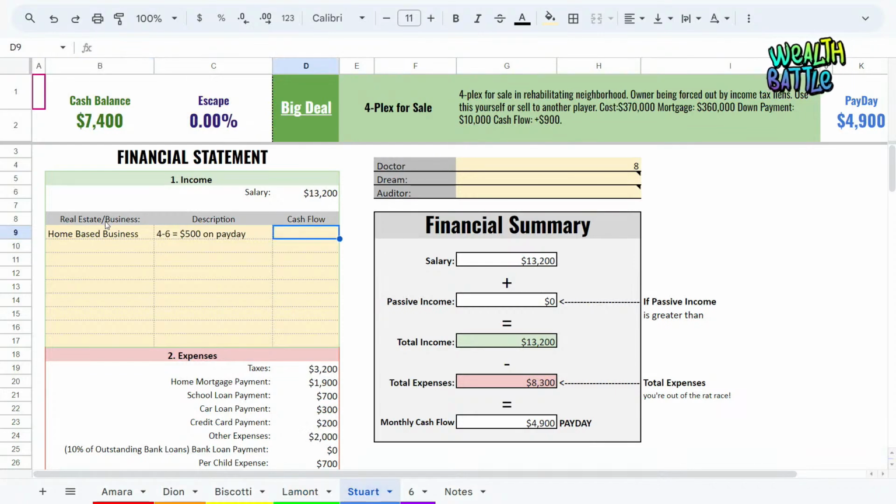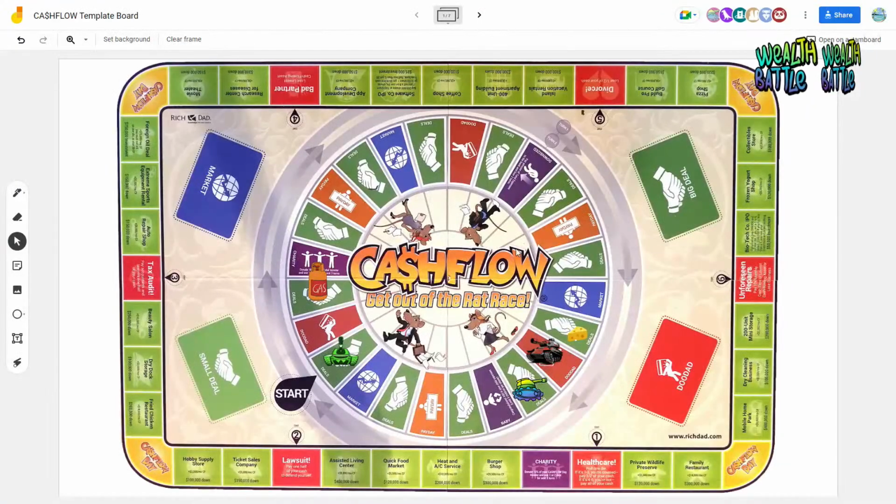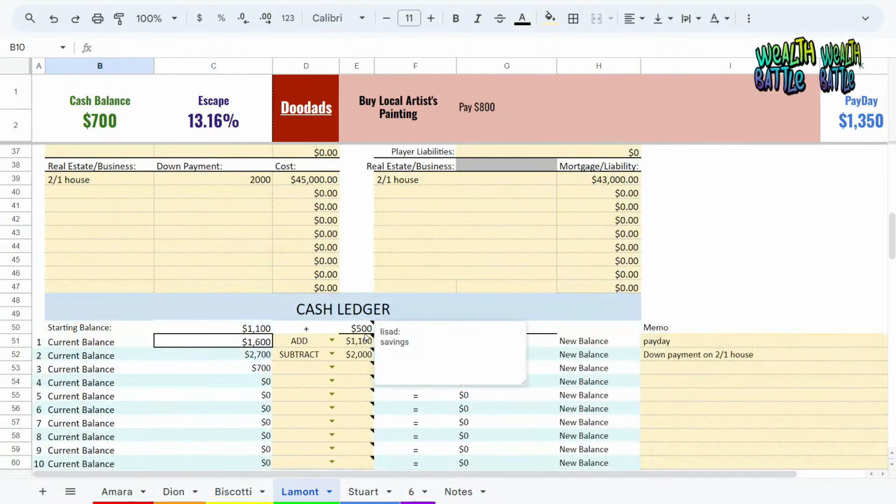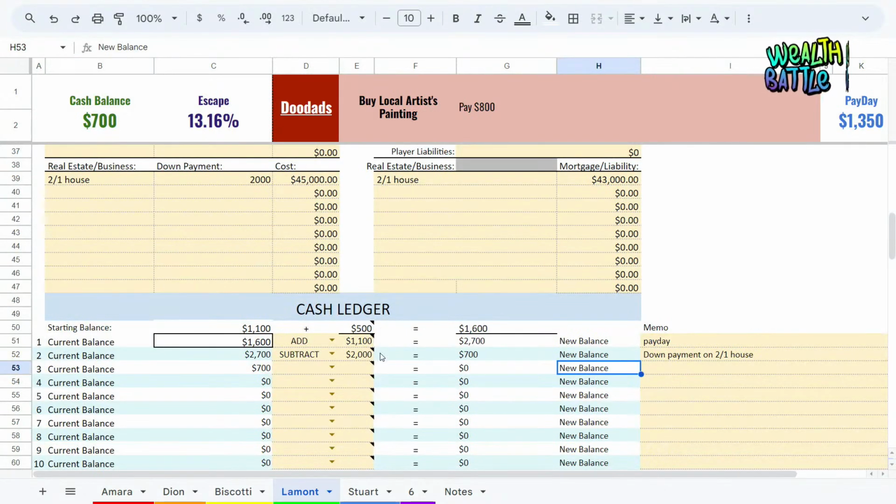Oh, no, I'm thinking of Stuart. He's got the multi-level marketing. My bad. All right, let's see the doodad. Well, I'll do all the math at once. You bought a local artist painting. It's so pretty. $800. It's pretty expensive. Another $500 in that transaction.